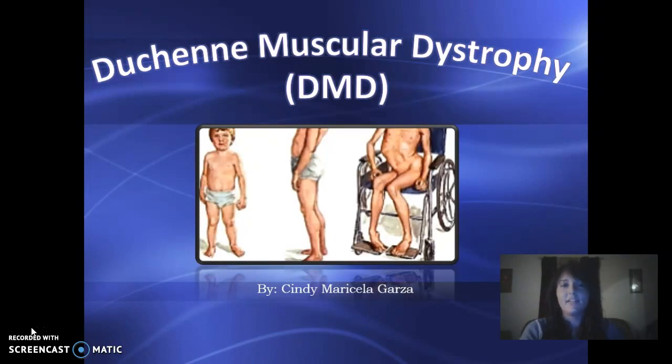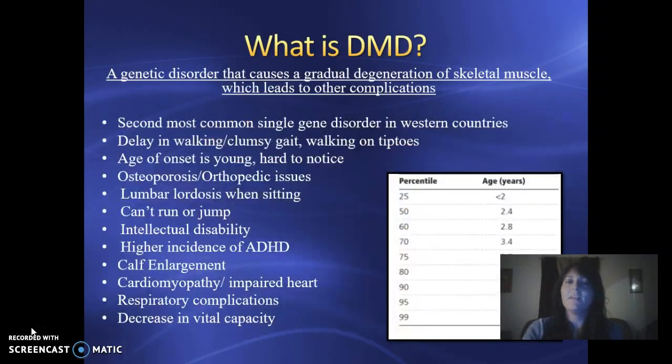Today I'm going to be discussing my genetic disorder, Duchenne Muscular Dystrophy, or DMD for short. I'm going to talk about what this is, and then I'm going to talk about the phenotypic features that you can see in this disorder. So this is a genetic disorder that causes the gradual degeneration of skeletal muscle, which leads to other complications.